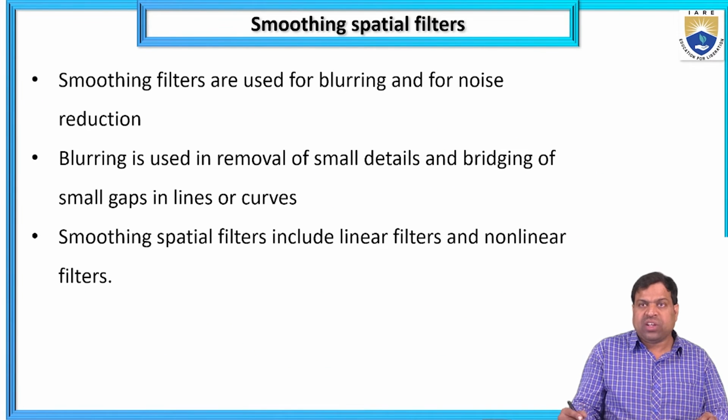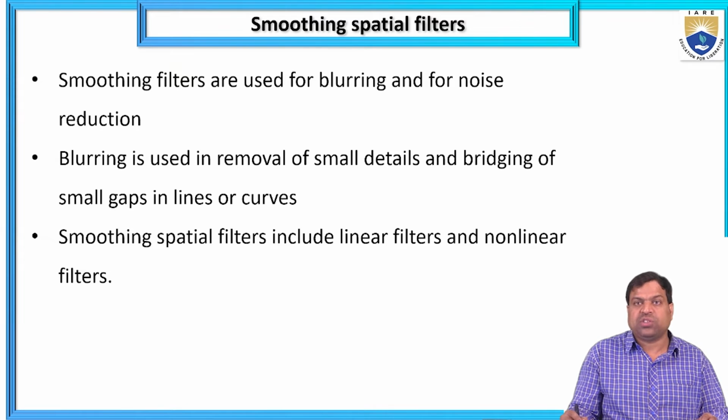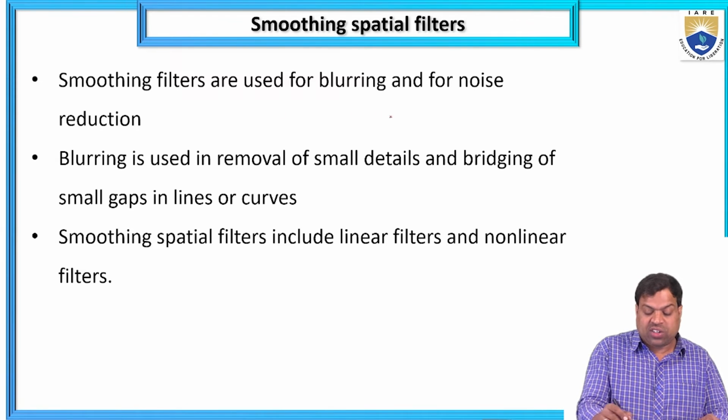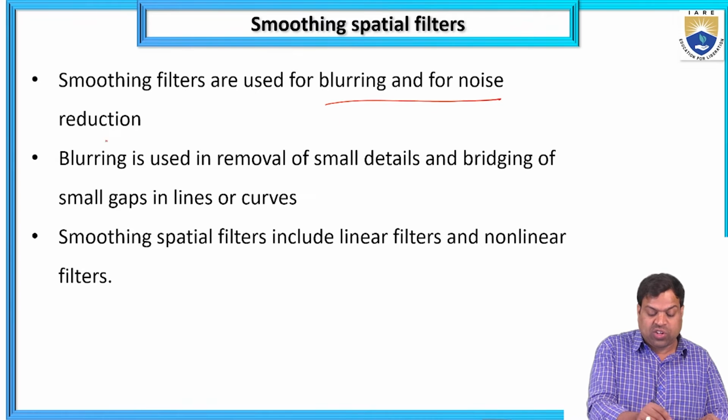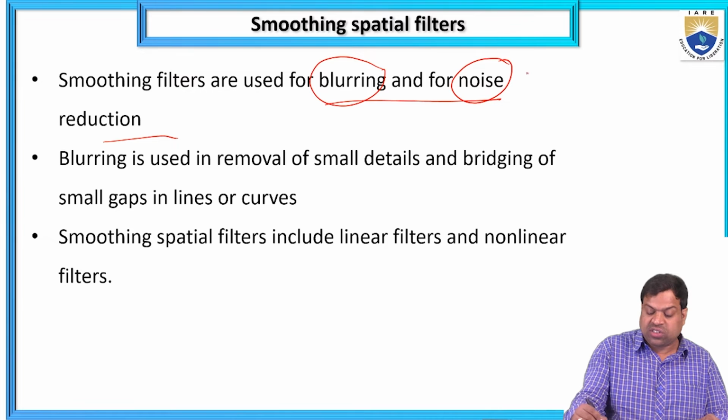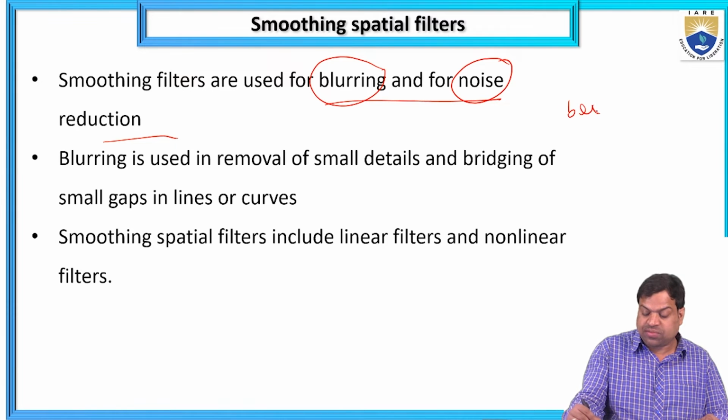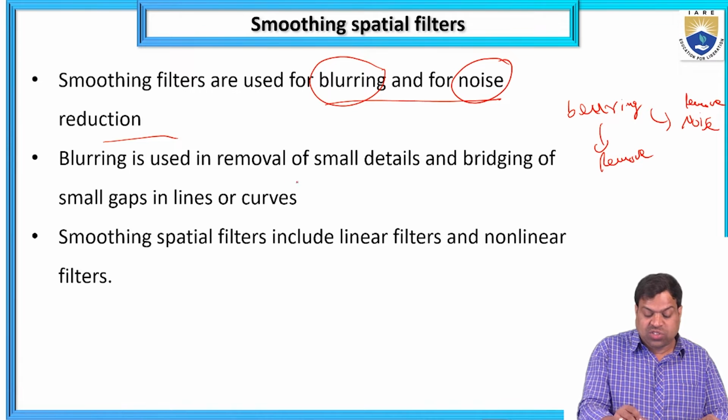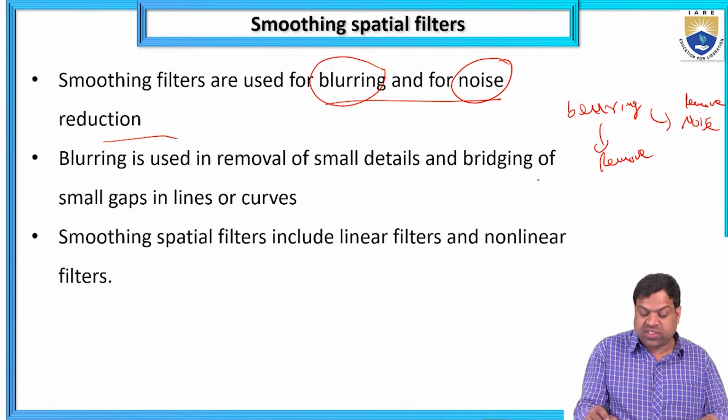Another topic is smoothing spatial filters. Smoothing filters are used for blurring and for noise reduction. These blurrings I am calling noise, so we are removing the blurring, that is, removing noise. Blurring is used in removal of small details and in bridging small gaps in lines or curves.